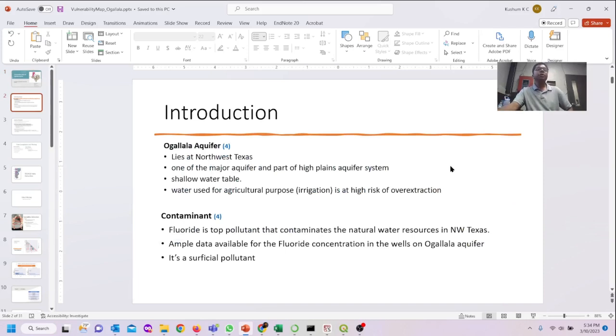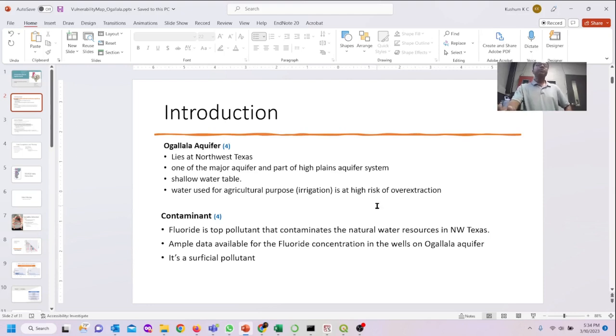The Ogallala Aquifer is one of the largest aquifers of the United States, and part of it lies under northwest Texas. Most of the water of this aquifer is used for irrigation purposes. It has a shallow water table, and so it is at a high risk of over-extraction.